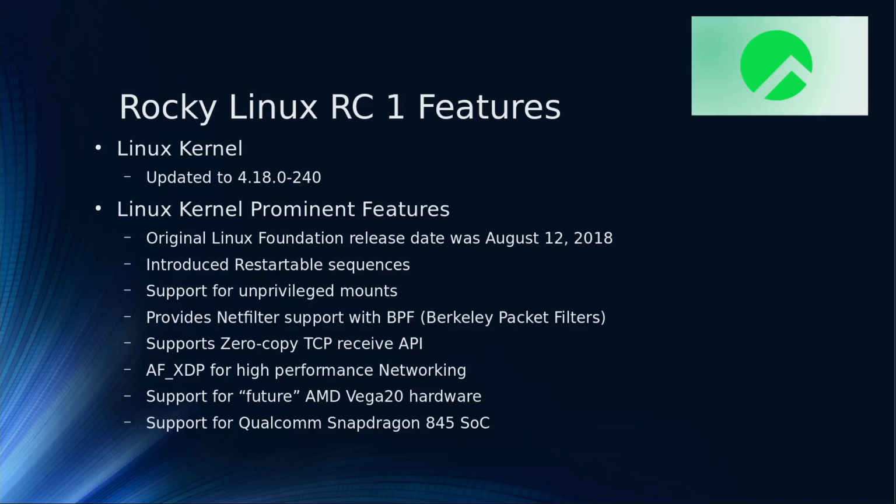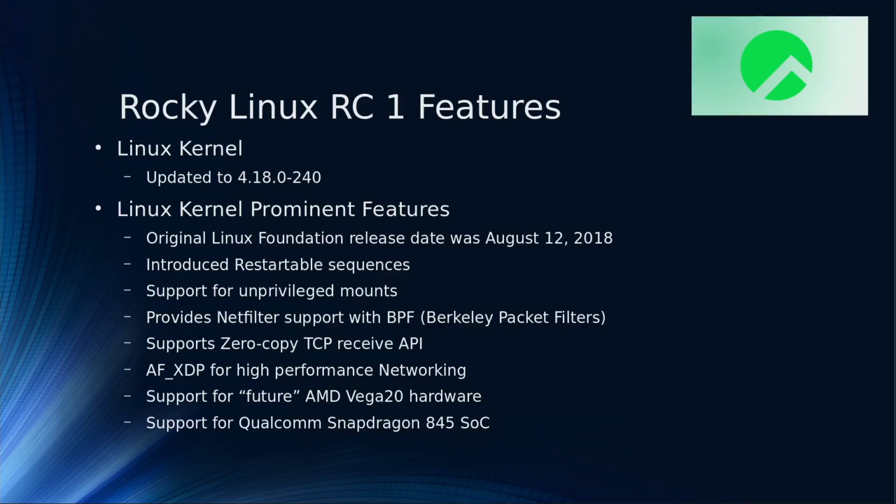There's also support for unprivileged mounts, so that users who are not root are able to mount certain devices at certain locations. It also provided the first implementation of netfilter support for the Berkeley Packet Filter system, and so a complete support. Now, BPF has been in the kernel for quite some time, but it has not been feature complete. If you wanted to use it for tracing and for monitoring of your system, a lot of the advanced features didn't come until 4.18 in the kernel.